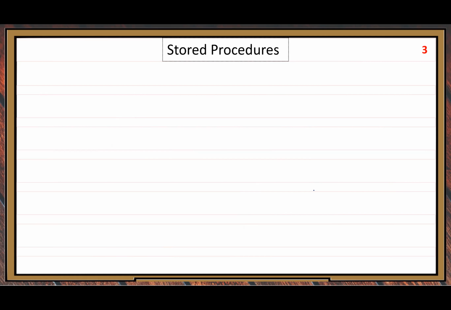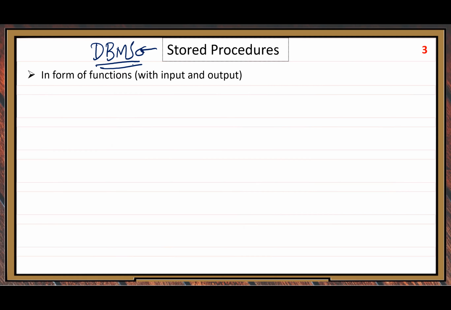The third advanced feature I want to talk about is stored procedure. Stored, where to store? Stored inside the DBMS. Let's look at the definition. In the form of functions, procedures and functions, we know they are the same thing, right? So in the form of functions with input and output, we can define functions inside the DBMS.